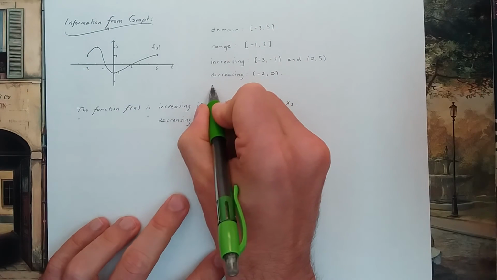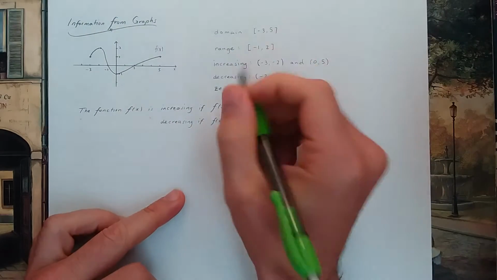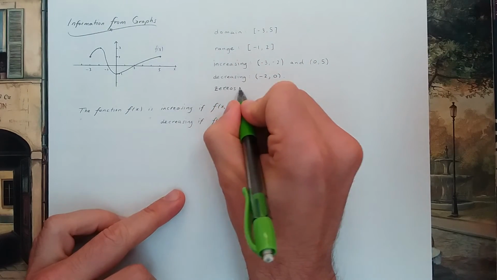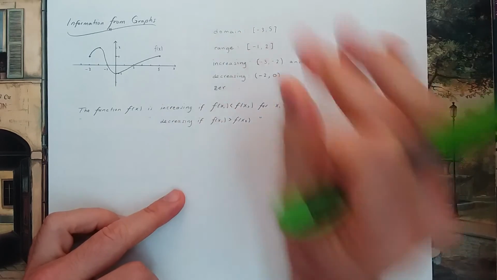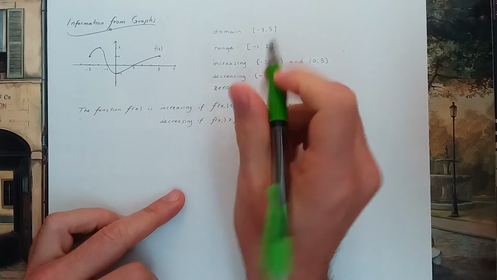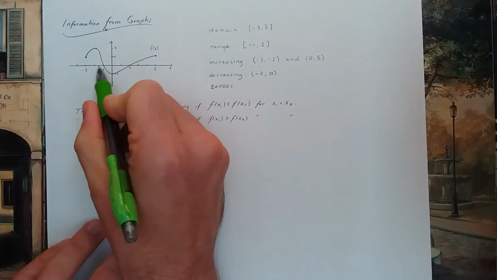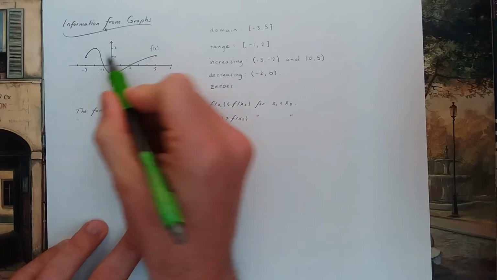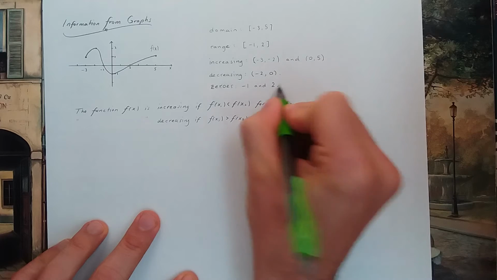I could even locate the zeros of the function. How do you spell zeros? So the zeros of the function are where the graph touches the x-axis. So the zeros are at -1 and +2.